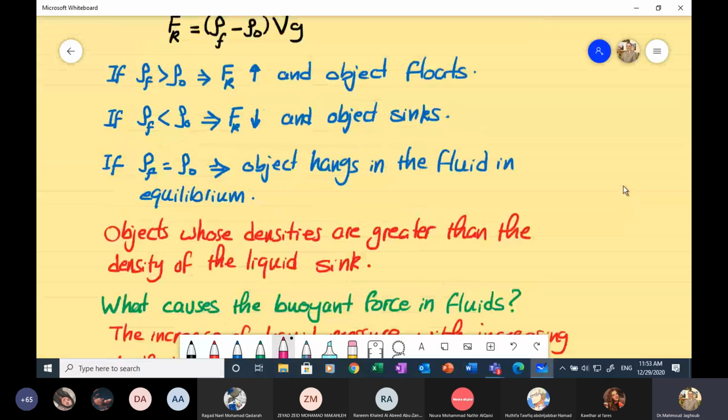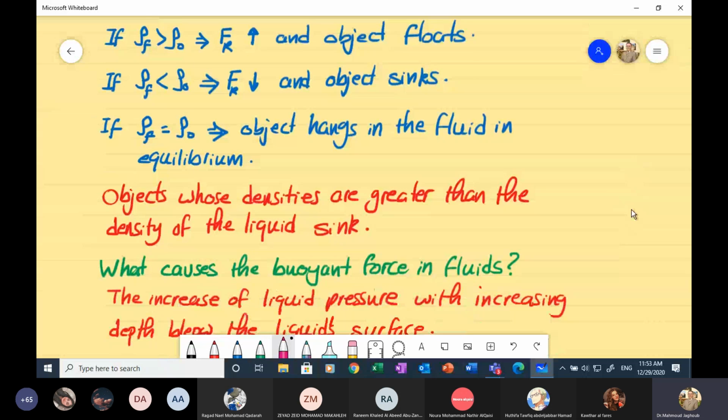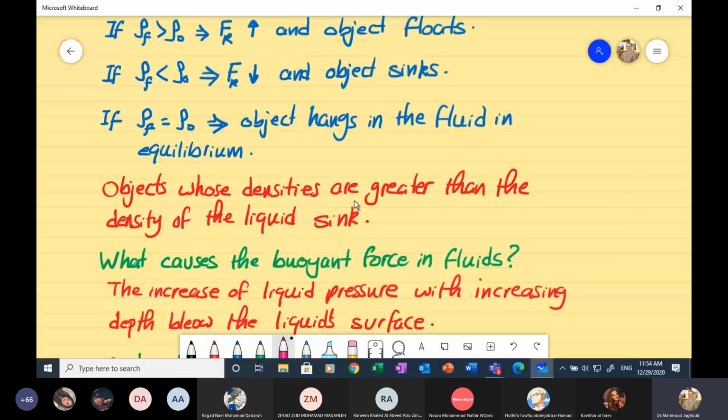Let us say the following. Objects whose densities are greater than the density of the liquid, what happens to them? They sink. Objects that have larger density than water, for example, will sink.